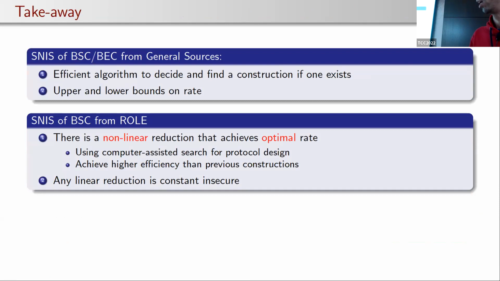So we showed that there is an efficient algorithm to decide and find a construction if such a construction exists. And we proved some upper bounds and lower bounds. And we showed that there's a nonlinear reduction that achieves optimal rate. And we use computer assisted search to design efficient protocols. And we proved that any linear reduction for that construction is constant insecure.